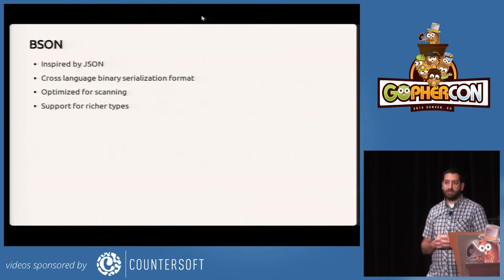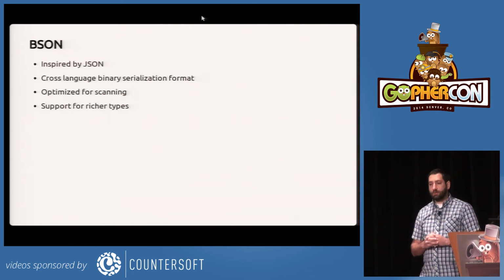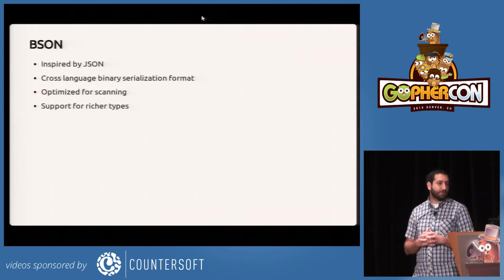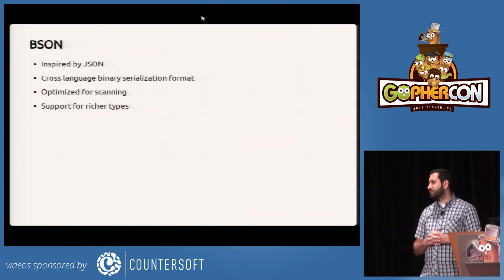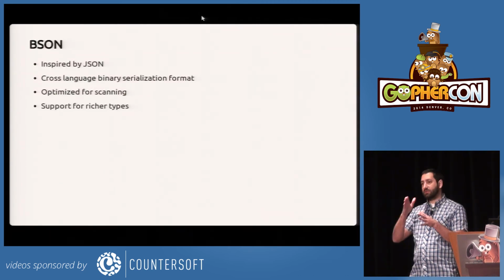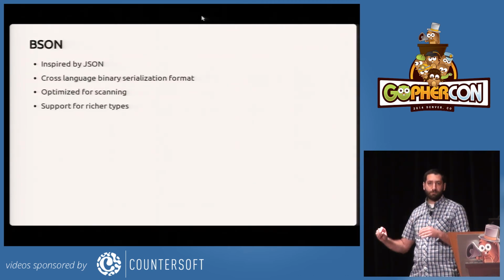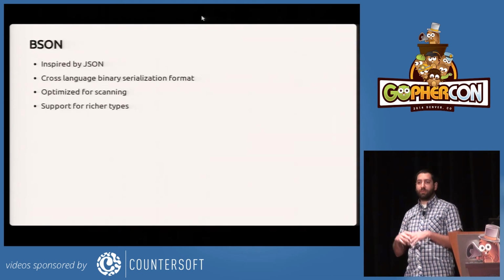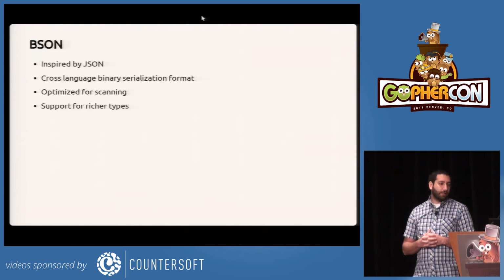BSON is inspired by JSON, but it's a binary format. It has rich support for types, and unlike JSON, it's optimized for scanning. So you can have deeply nested structures, and it will optimize for finding only the nested values without having to traverse the entire tree.